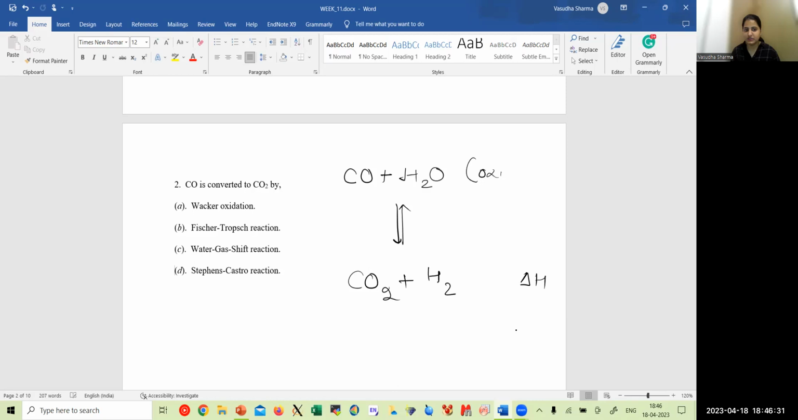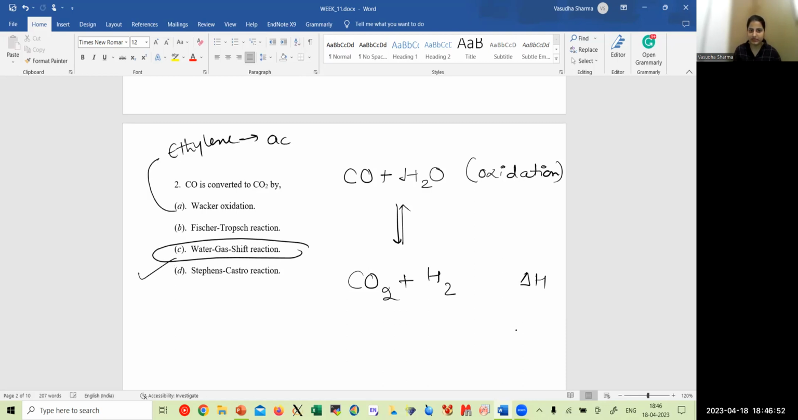So this is your oxidation from carbon monoxide to carbon dioxide in presence of water. And for the oxidation, we know that the water gas shift reaction is our answer, because the Wacker process is nothing but the conversion of ethylene to acetaldehyde. So this is the oxidation from ethylene to acetaldehyde. Fischer-Tropsch reaction is the reduction of carbon monoxide, and water gas shift reaction is the conversion or oxidation of carbon monoxide to carbon dioxide. So option C is the right one.